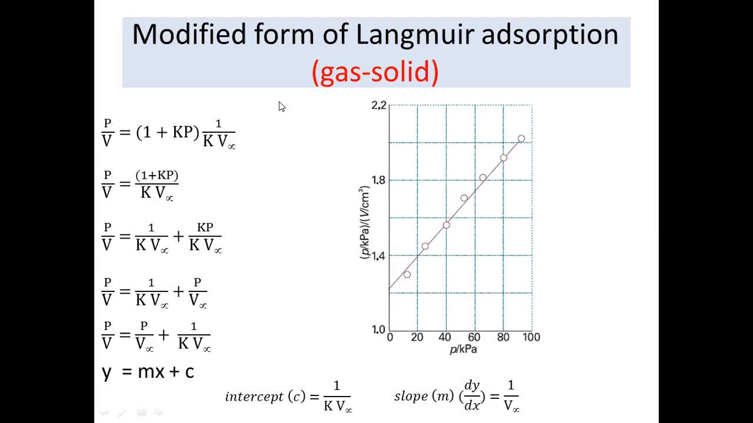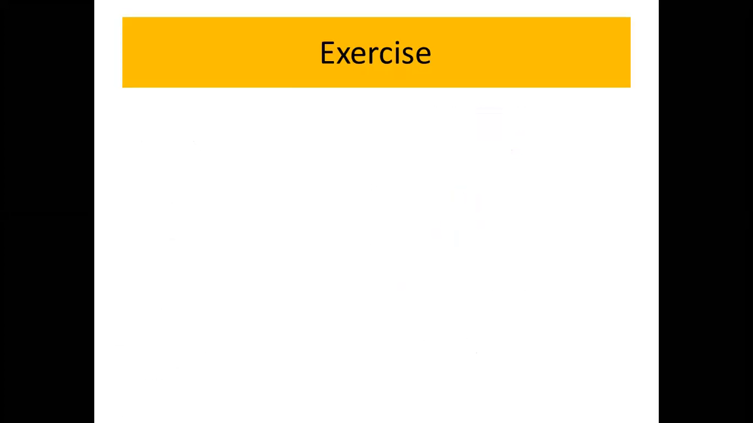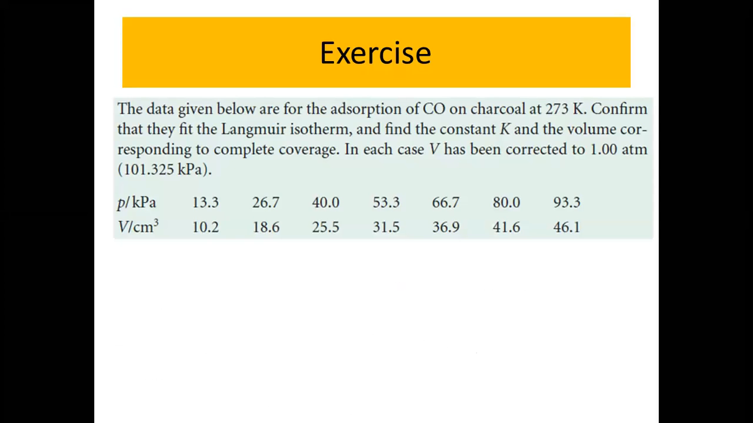So this is again the second modified form of the Langmuir adsorption isotherm when your adsorbate is the gas. I am explaining one example, and I will give you another example to do at home. So let's suppose this is the data, and the data is given over here. It is for the Langmuir adsorption system.